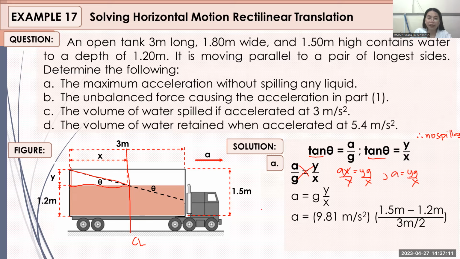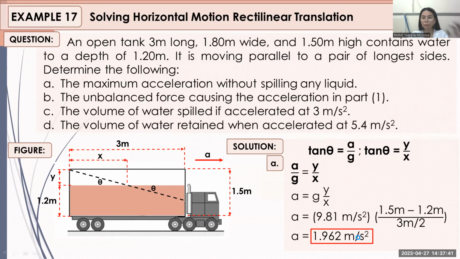Okay? Divided by your X, kalahati nito from the center line. Therefore, that is 3 divided by 2. And for your gravity, that is 9.81. So, doing the calculation, that is 1.962 meters per second squared. Meters here will be cancelled. So yung maiiwan na lang is meters per second squared. I hope I'm making sense.